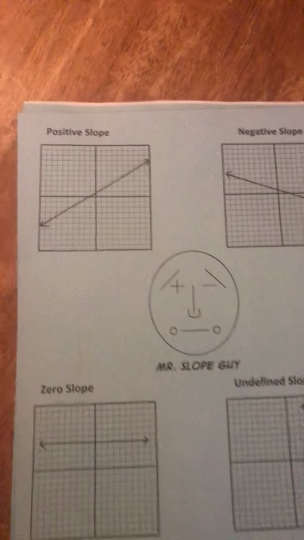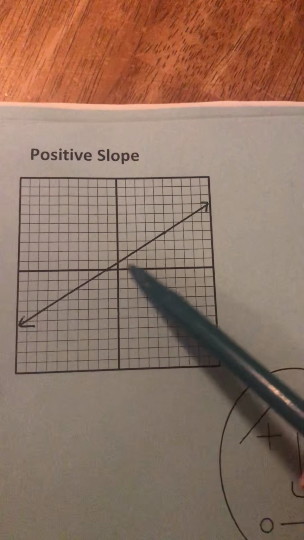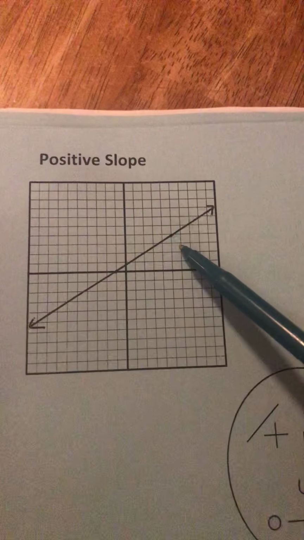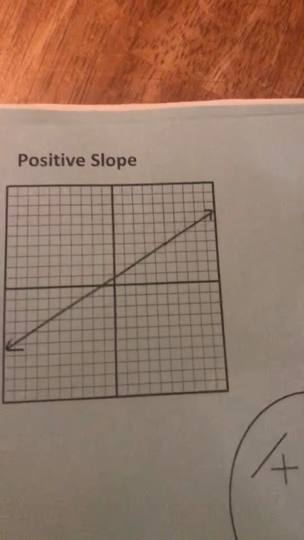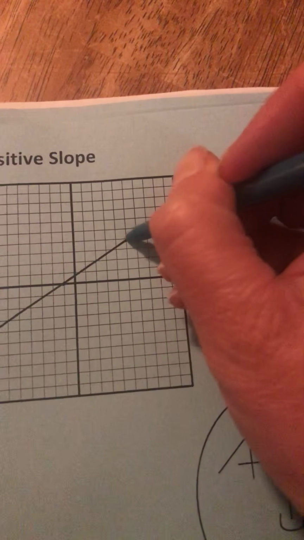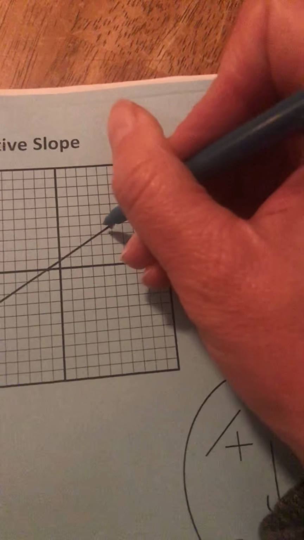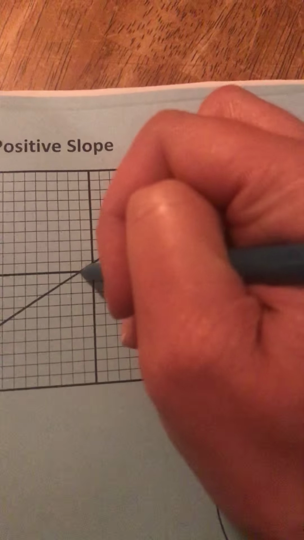So first we're gonna look at a positive slope. Positive slopes always go up from left to right. So first you should be able to identify that this is a positive slope, and then you should also be able to tell me what the slope is. So to figure out the slope, you should find 2 points. So there's 1 point. There's 1 point. Here's another point. You just need to find 2 points.